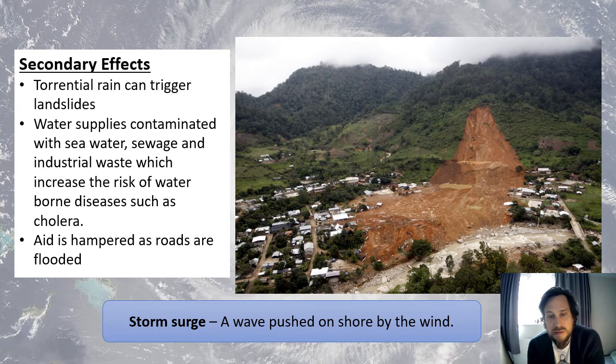The secondary effects can be linked to these. So the fact that there was a lot of rain and there was a lot of flooding, this can actually cause the landslides. So the landslides happen because of something else. The water supplies get contaminated with seawater because pipes were broken. There's sewage, industrial waste, and it can increase the risk of disease. And a disease we often talk about when there's water involved is cholera. It's a good one to remember. And another secondary effect is even the fact that aid, the help that comes in afterwards, is hampered, is made more difficult as the roads become flooded.